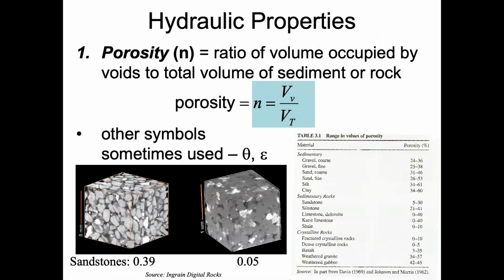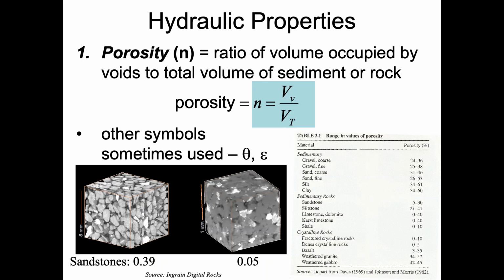So our first hydraulic property is porosity, and it's often indicated by this letter N as a variable. And porosity is just the ratio of the volume occupied by voids to the total volume of the sediment or the rock. So if we were able to measure a cube, as we might have on the bottom left-hand side, that is the total volume, that cube. But all the space in between each of those grains that you see there is those voids. So it's the volume of that space between them compared to that total volume.